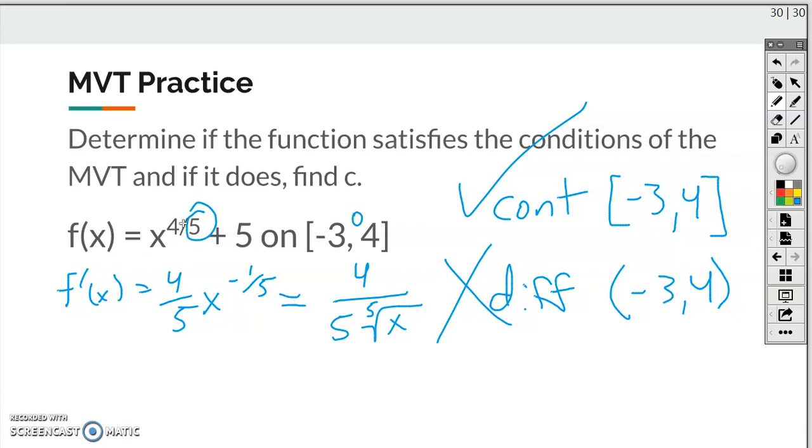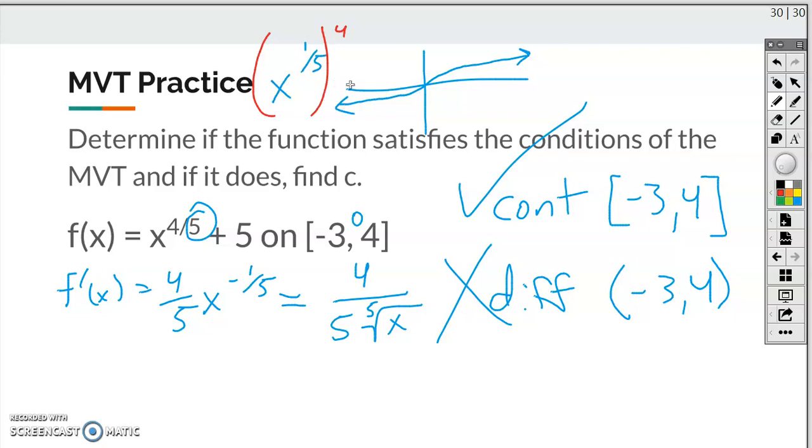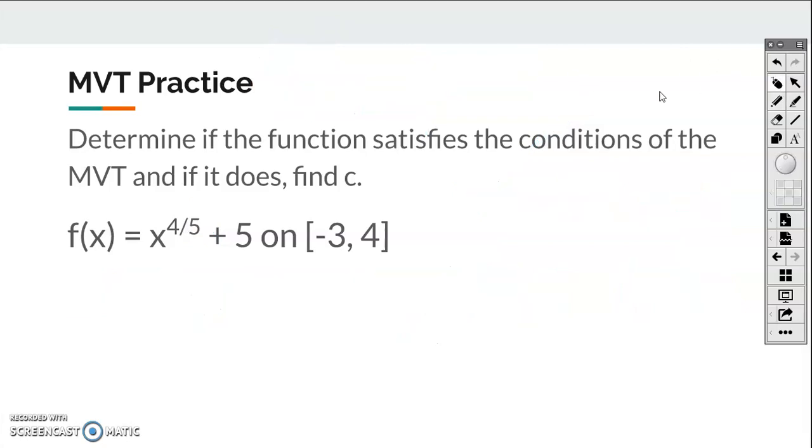If you think about what this graph would have looked like, x to the 1/5, a fifth root function, looks a lot like a cube root function, something like that. And then if I were to take that to the fourth power, it would multiply everything times itself 4 times, so anything that was negative would come in and become positive. It's differentiable everywhere except right there. All right, moving on.